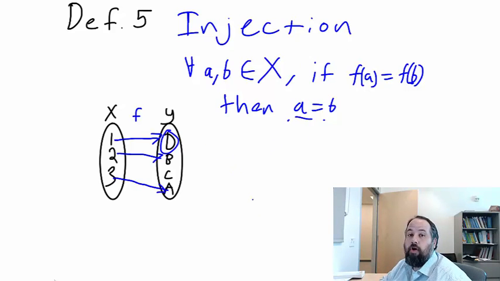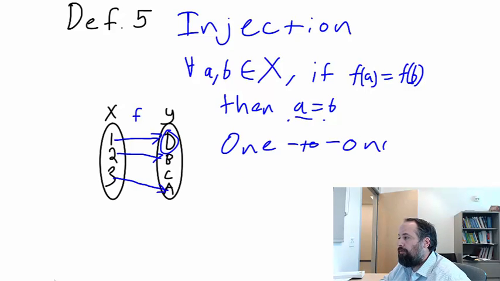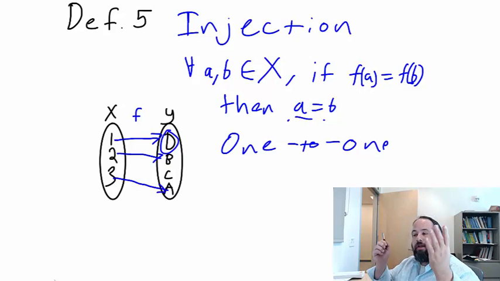By the way, this is also called 1-to-1, right? And that definition makes sense, right? There's only one element of the domain that maps to one element of the range.